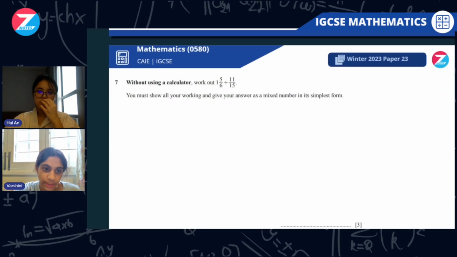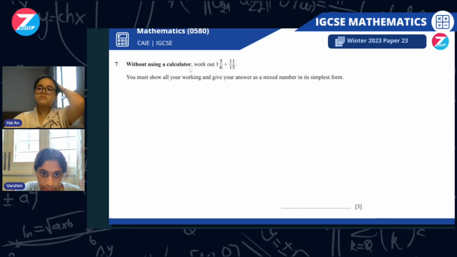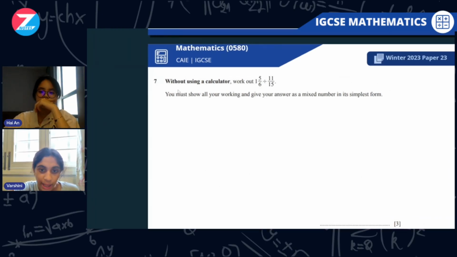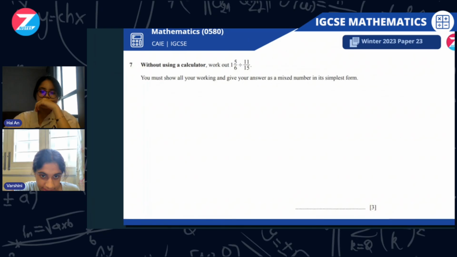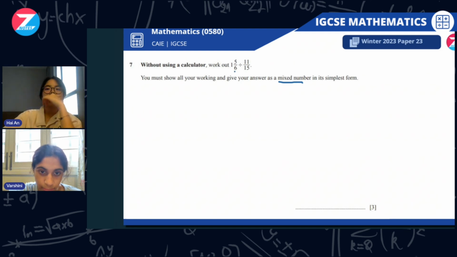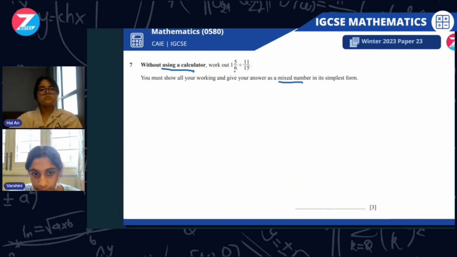Question 7. Without using a calculator, work out 1 5/6 divided by 11/15. So show all your working and give your answer as a mixed number in its simplest form. First off, we can see that 1 5/6 is a mixed number, and to divide and multiply things, especially without using a calculator, we need to write them both as improper fractions. So to write 1 5/6 as an improper fraction, it's just going to be the whole number times the denominator plus the numerator.